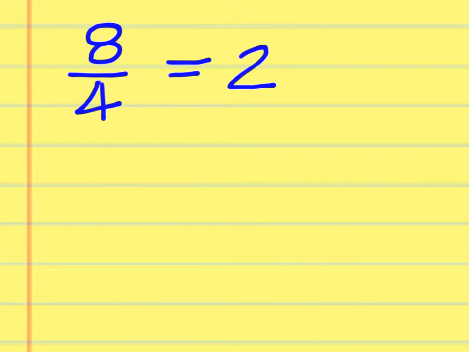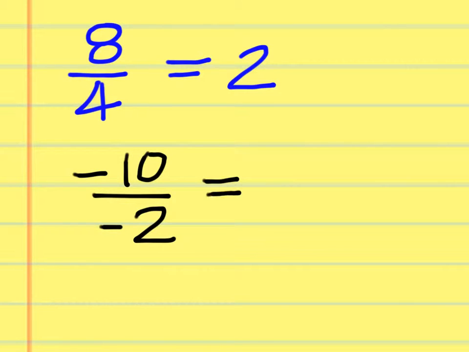What about this one? Tebow, if the problem were negative 10 divided by negative 2, what's the answer? No. Thompson, negative 10 divided by negative 2, what would the answer be? 5. It would be 5, right. Negative divided by negative is positive. 10 divided by 2 is 5.